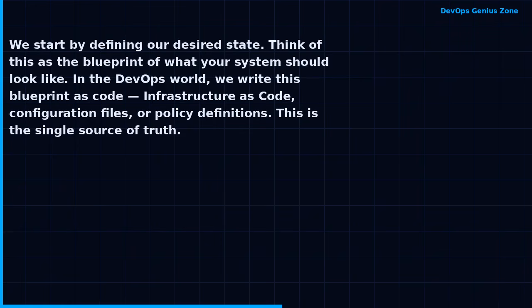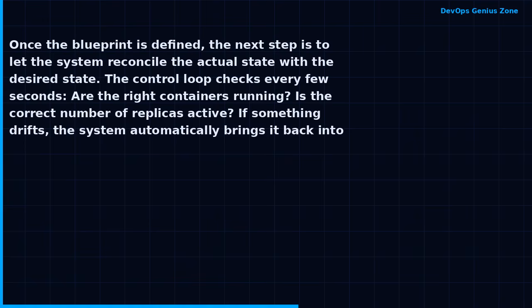We start by defining our desired state. Think of this as the blueprint of what your system should look like. In the DevOps world, we write this blueprint as code: infrastructure as code, configuration files, or policy definitions. This is the single source of truth.